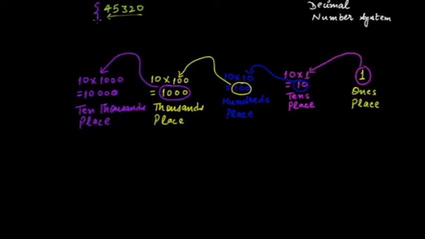So in this example, if I have to assign the place, if I have to write each digit on their place, then 0 will come at the units place, 2 will come at the tens place, 3 will come at the hundreds place, 5 will come at the thousands place, and 4 will come at the 10,000s place. Now each digit has been placed at its place. Okay, 0, 2, 3, 5 and 4.